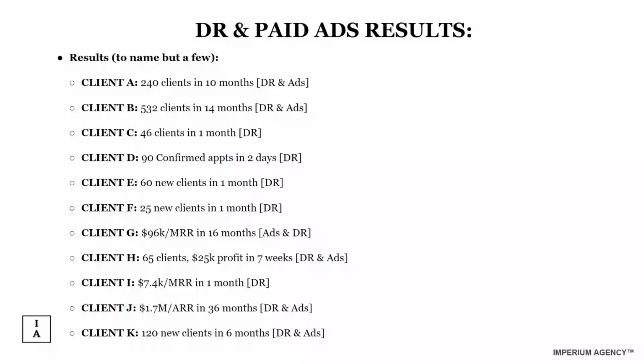So, results we've gotten for clients. You've seen this slide before if you've watched certain types of videos, but these are the results we've gotten. So, client A, 240 clients in 10 months. All of the clients we start off with is through DRs. And you can see 10 months, 14 months, 36 months, 16 months.